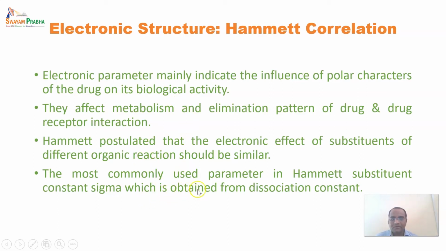So Hammett correlation explains the electronic properties of a molecule. There are actually many things to explain in Hammett correlation, but for our purpose we stick only to the electronic parameter. We can understand that Hammett correlation explains the electronic parameters present on a molecule, and how this electronic structure influences biological activity. So we are limited only up to this concept.